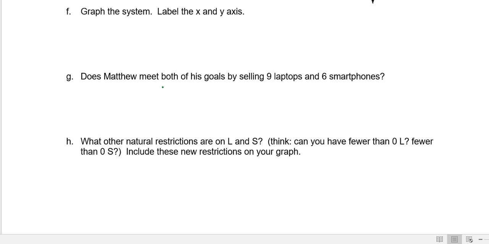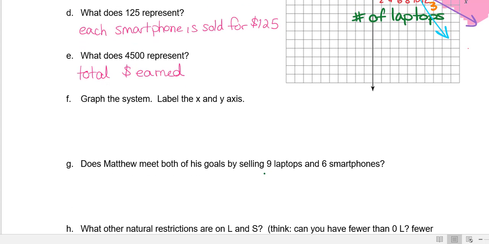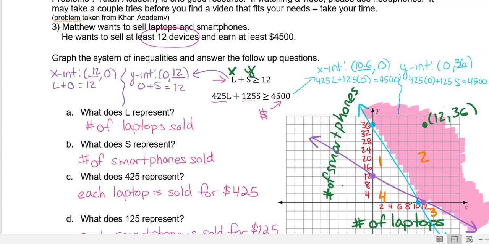So the first question says, does Matthew meet both of his goals by selling 9 laptops and 6 smartphones? That's going to make my life really easy if I have my graph, because I can just look for the coordinate points that go with this problem. So again, my number of laptops is X and my smartphones are Y. So I'm going to look to see if 9, 6 is in my shaded area. If I go up here, 9, 6, it's a little bit hard to tell, but I think it's in area 4. So I think that would not be a solution because it's not in the shaded area.